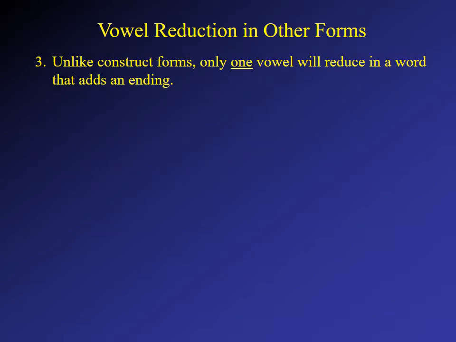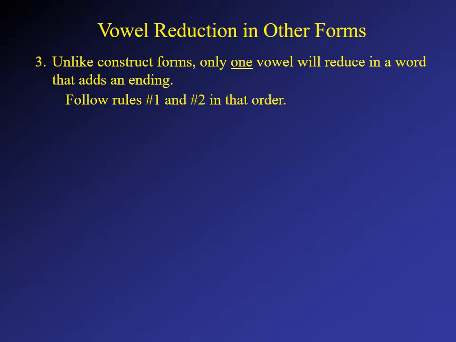Okay, and the final rule is that unlike construct forms, only one vowel will reduce in a word when it adds an ending. So we saw in the construct form that all the vowels in the construct word will reduce as far as they can. This is not the case of words that reduce when an ending is added to them. In this case, only one vowel will reduce.